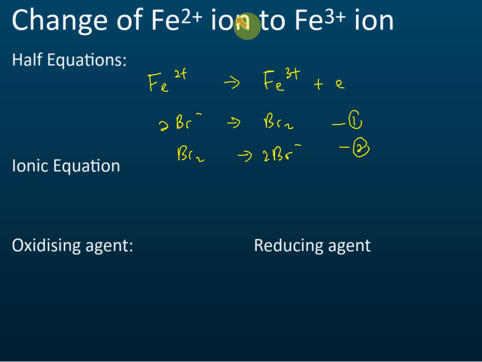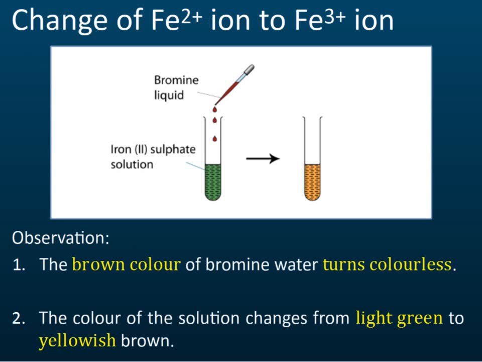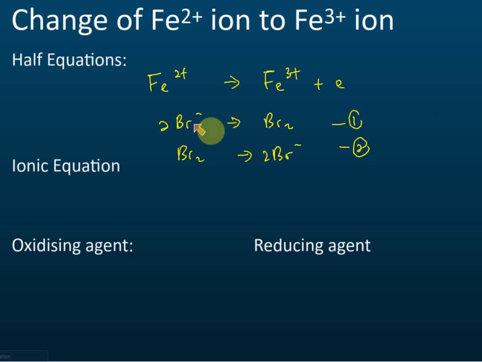Let's see the picture again, because we get to know this from the picture. The picture is bromine liquid after reaction, then it becomes colorless. The brown color of the bromine water becomes colorless. Do you think the half equation is equation one or equation two? Which one is the correct equation? Because in the exams, students sometimes get confused. They don't know whether it's from bromide to bromine or bromine to bromide.